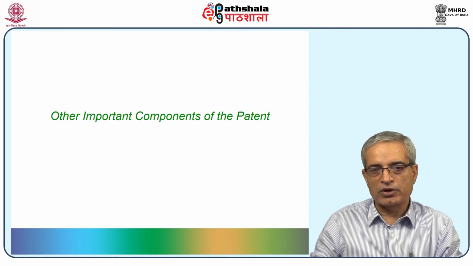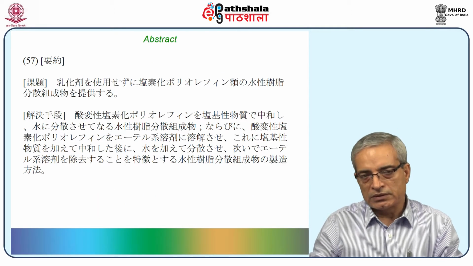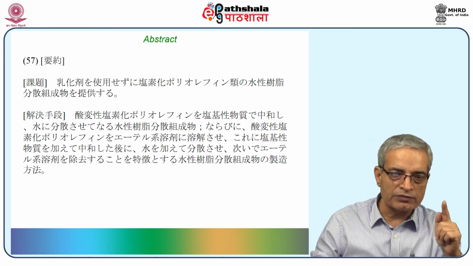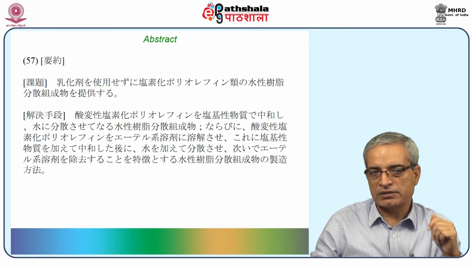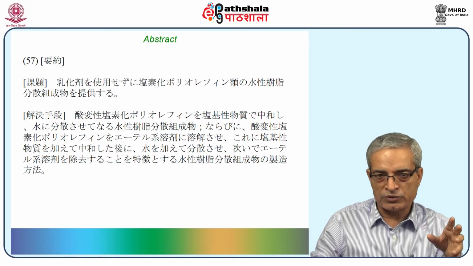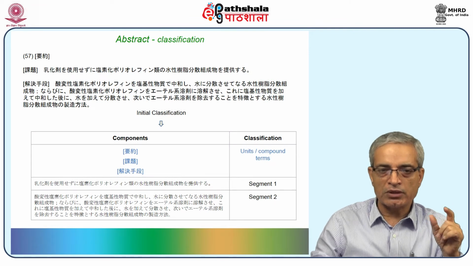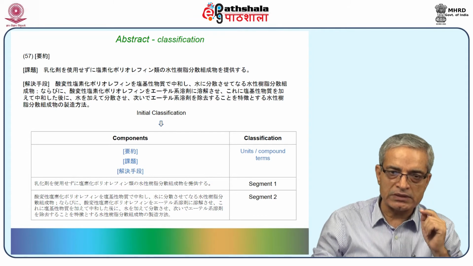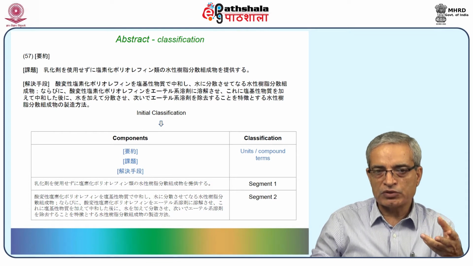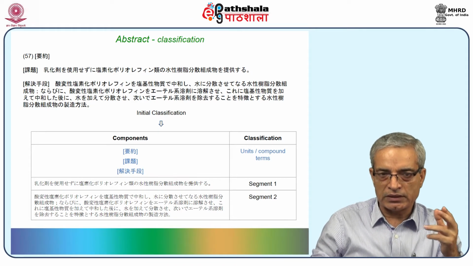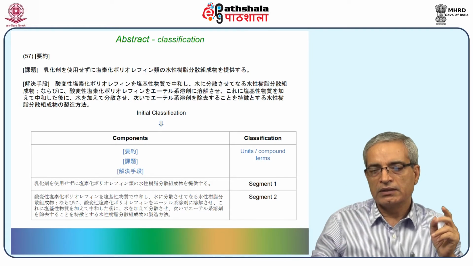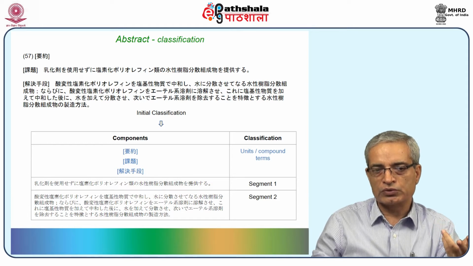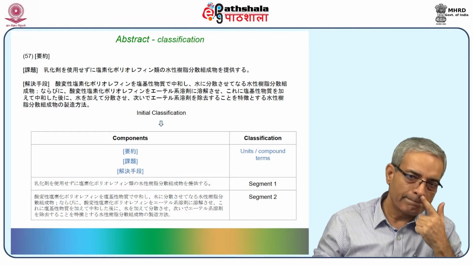Let's go with other important components of the patent. This is abstract. It's already divided into two components. 57 is the number that is the international classification number for the abstract, yoyaku, and under yoyaku it has divided the whole content into two parts. First is the kadai, that means there must be some issue which we want to resolve. So the kadai, and that kadai is coming in 1.5 line, and then kaiketsu shudan. So the steps are the way used for finding the solution.